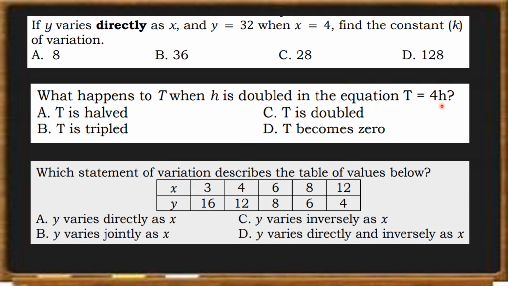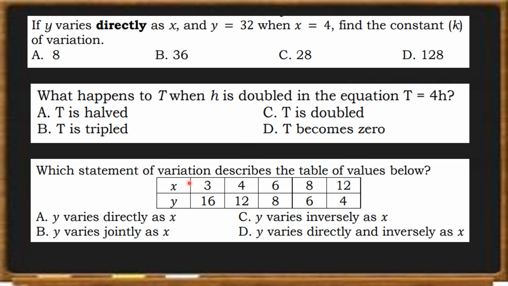Okay, next. Which statement of variation describes the table of values below? So, mapapansin nyo dito yung x, 3, 4, 6, 8, 12, increasing. Dito, decreasing. So, ano ba yung opposite? Increasing yung isa, decreasing yung isa. Siyempre, inverse yon pag opposite. So, wala na tong direct. Wala na rin tong joint. Ito, combination naman. So possible, it's letter C. Y varies inversely as X.